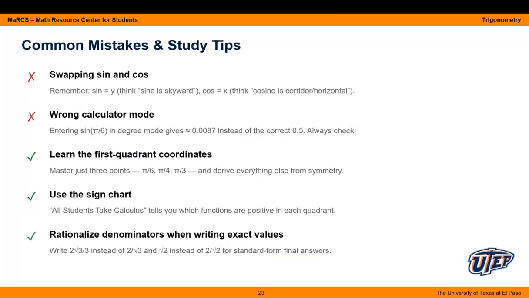Here are some common mistakes to watch out for. One is mixing up sine and cosine. Remember, sine is y, cosine is x. Another is using the wrong calculator mode. And a third is trying to memorize too many isolated facts instead of using structure. A better strategy is to learn the first 3 quadrant coordinate families, use quadrant signs carefully, and connect every trig value to a point on the unit circle.